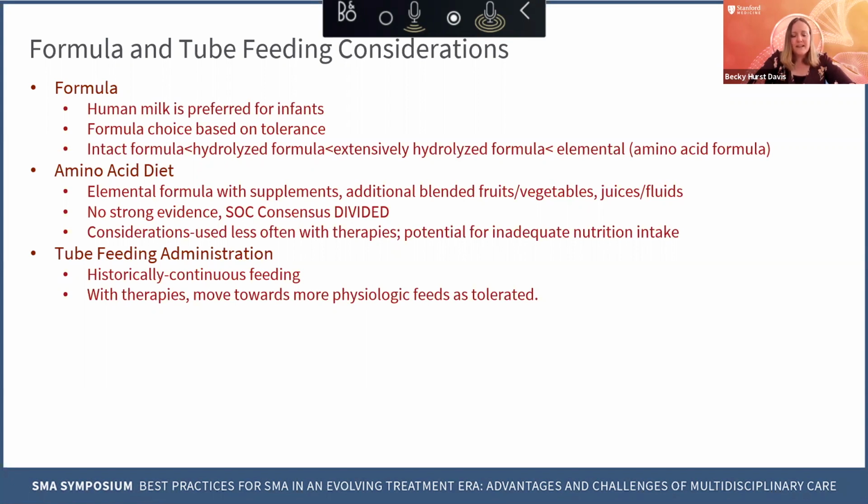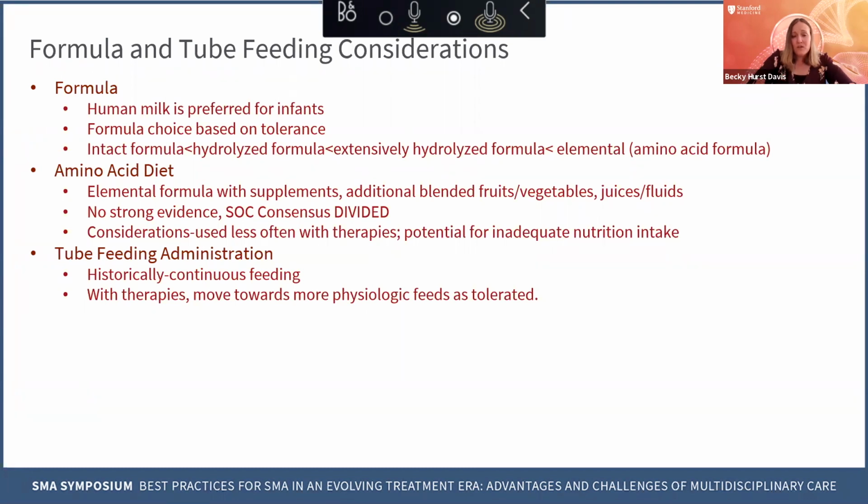It is a diet that consists of elemental formula with supplements and additional blended fruits, vegetables, juices, and fluids. It is typically lower in fat. There is no strong evidence, and there have not been any studies of the amino acid diet. There have been family reports of improved symptoms, but the standard of care consensus on the use of an amino acid diet was divided. I just want to give some considerations for this diet.